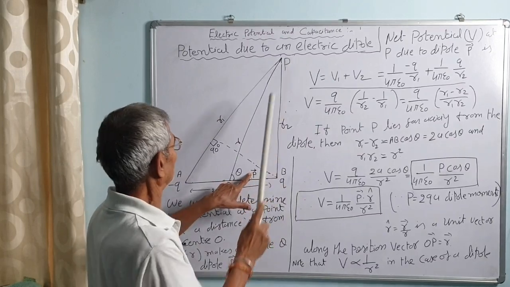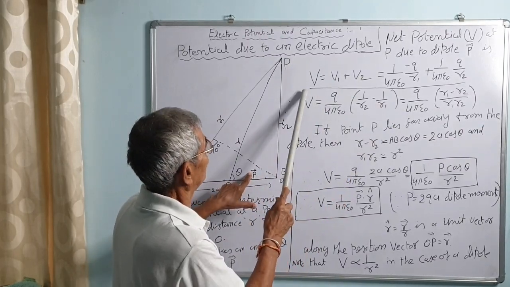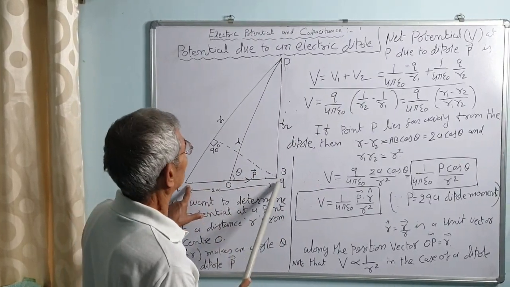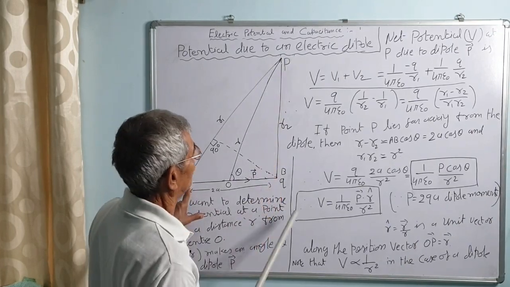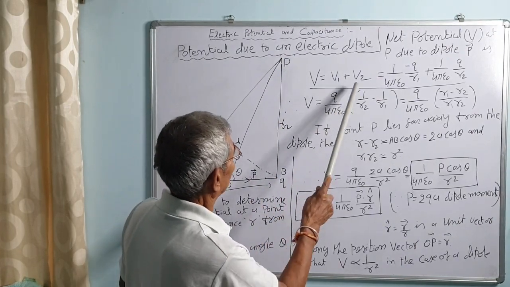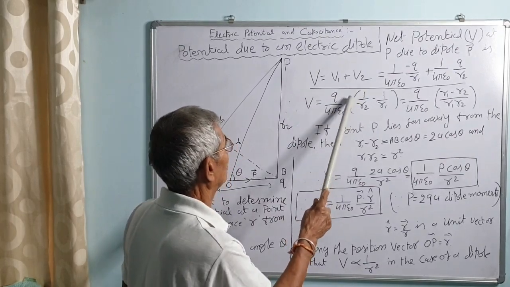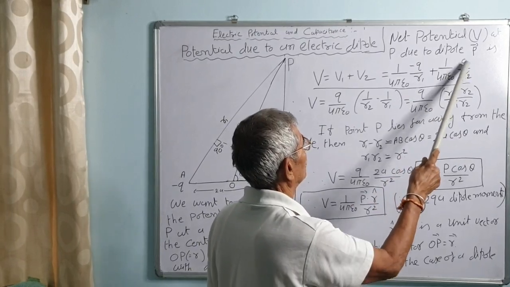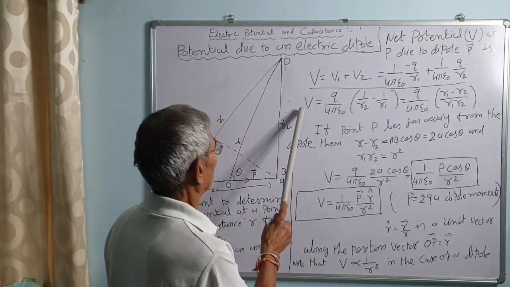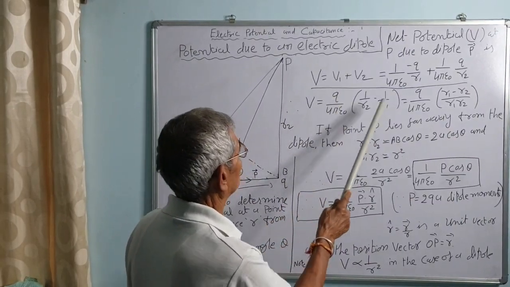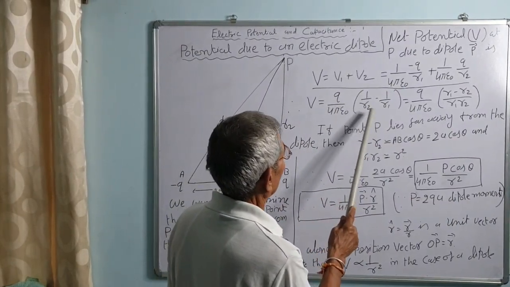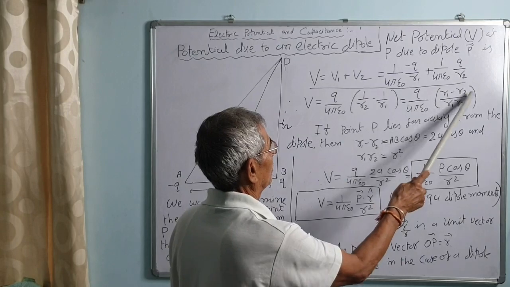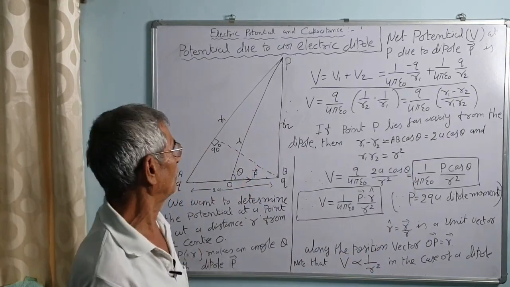The net potential V at P due to the dipole p, this is point P, this is dipole p, remember, is V = V1 + V2. V1 is the potential due to the charge -q at P, and V2 is the potential due to the +q charge at point P. So, V = V1 + V2, that is q/4πε0 × (-1/r1) plus the potential due to the +q charge, 1/4πε0 × q/r2. Therefore, potential V = q/4πε0 (1/r2 - 1/r1). That is q/4πε0 (r1 - r2)/(r1 r2).